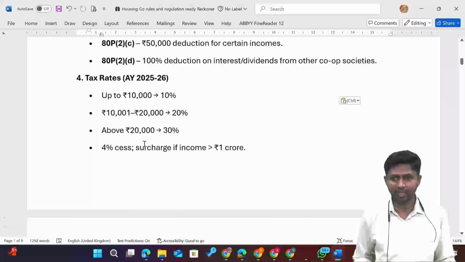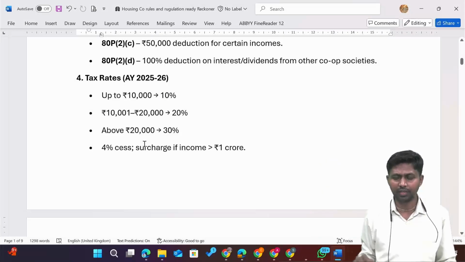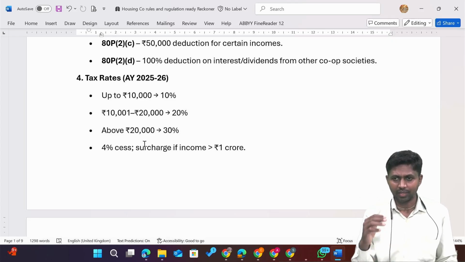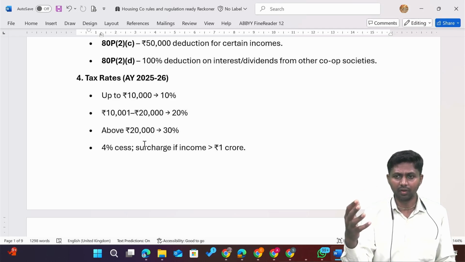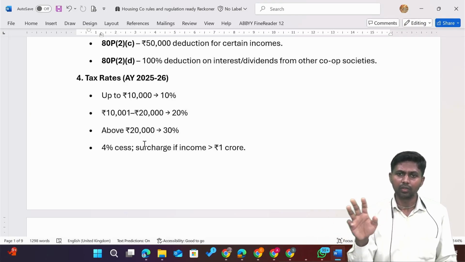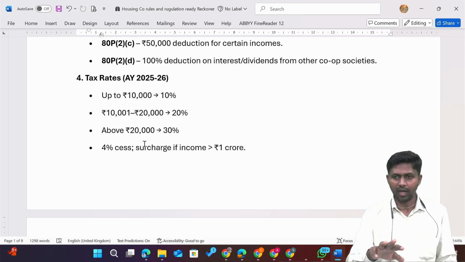Now, income tax rates are given. Above 50,000, that means on the next 10,000, at 10%. And on the next 10,001 to 20,000, 20%. Then after that, 30%.